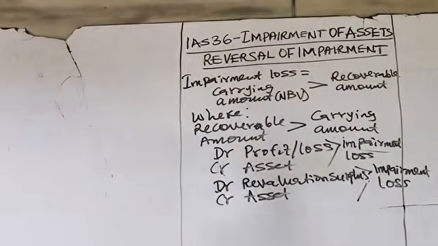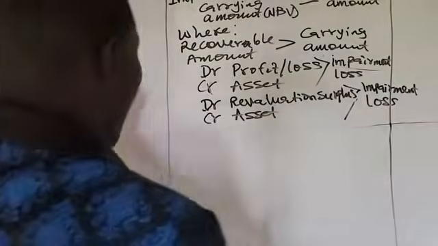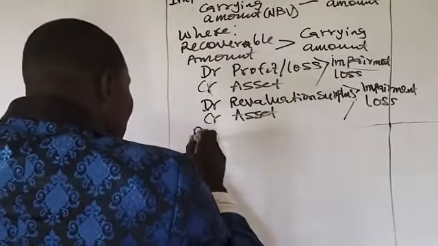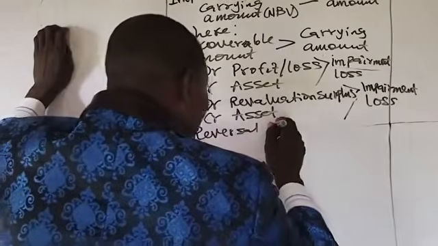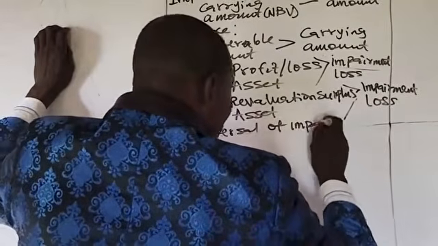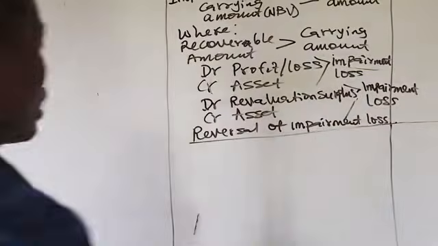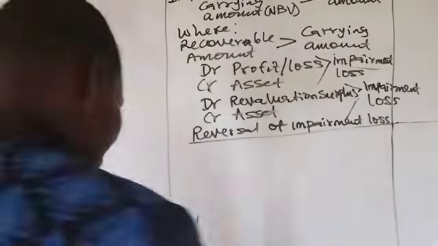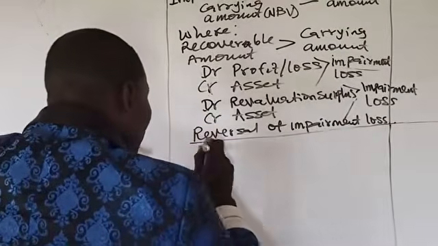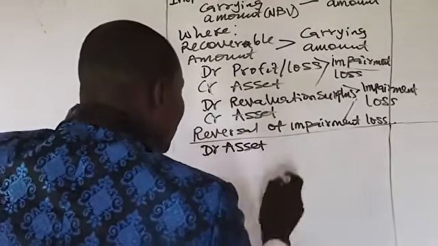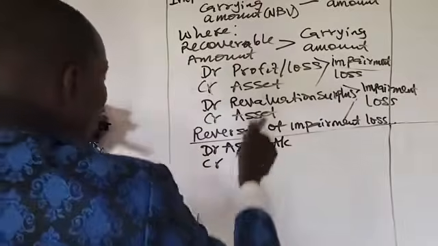But for the asset that has been impaired in the past, I've told you the value improves in the future. Where the future value of the asset improves, it means the impairment loss that was recognized will need to be reversed, and that is called reversal of impairment loss. The double entry you will need to pass is to reverse what has been done earlier. So the asset that was credited is what you will need to debit. Debit the asset account, and you credit the profit or loss.